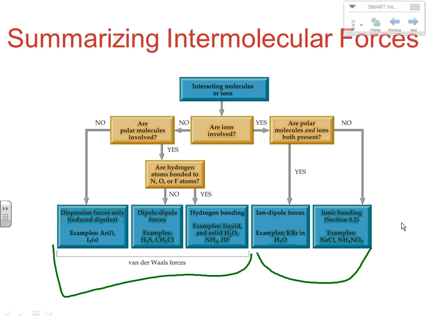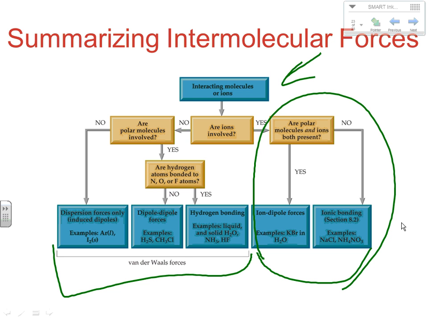How do we know what we've got? We'll start at the top. Look at what you've got interacting. Do you have molecules or do you have ions? If you have ions, remember it's not going to be one of the van der Waals forces. It's going to be ion-dipole or ion to ion, which would be ionic bonding. If you do have neutral substances, so there are no ions involved, then what you're looking at is the polar molecule situation. If it's nonpolar, it's going to be London forces, and that's it. If it's polar, it's either dipole-dipole or it's hydrogen bonding.